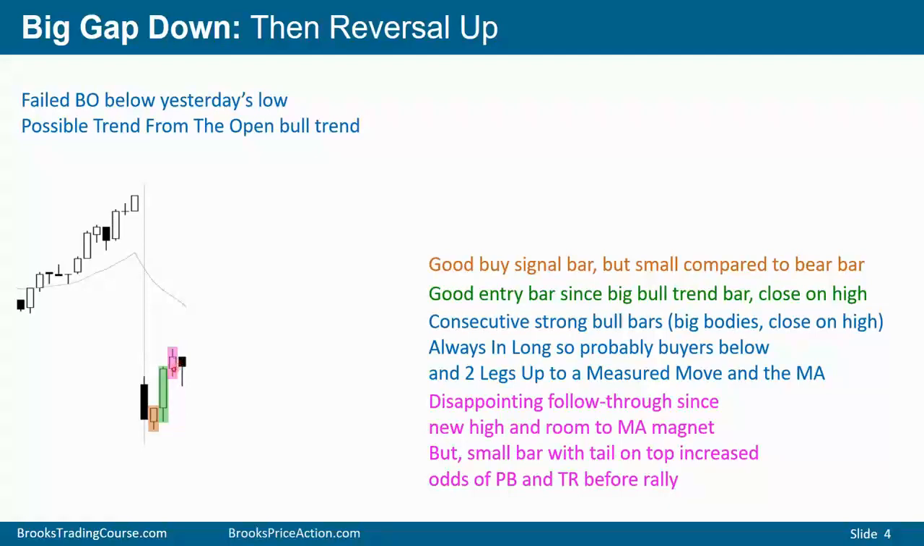The follow-through bar after this strong bull bar, a little bit disappointing. The body is not particularly big and it has a fairly conspicuous tail on top. That is a warning that this rally might in fact be a bull leg in what will become a trading range. Maybe we'll get one more push up to the moving average and form a wedge opening reversal. Reversal down, maybe a third reversal down at the moving average.